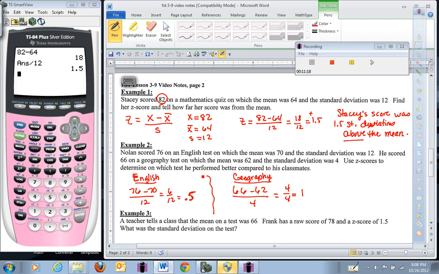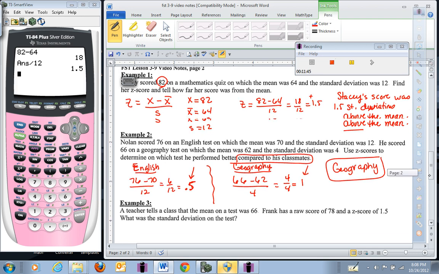Now, which did he perform better on compared to his classmates? Well, in English he was 1/2 of a standard deviation above the mean in that class, and 1 standard deviation above the mean in geography. So the answer is going to be geography, isn't it? Because in terms of school, you'd want to be standard deviations above the mean, wouldn't you? Okay, let's try another one here.